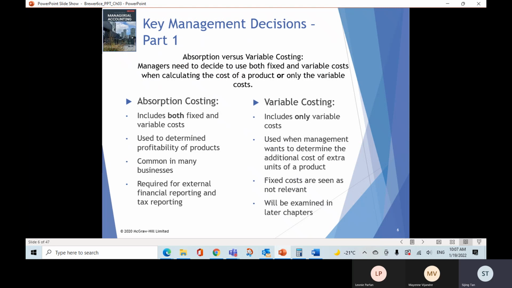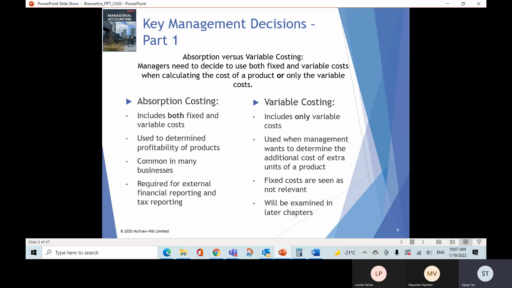Now, we move on to the key management decisions: absorption versus variable costing, and normal and actual costing as well. Absorption costing, including both fixed and variable costs, is used to determine profitability of products.